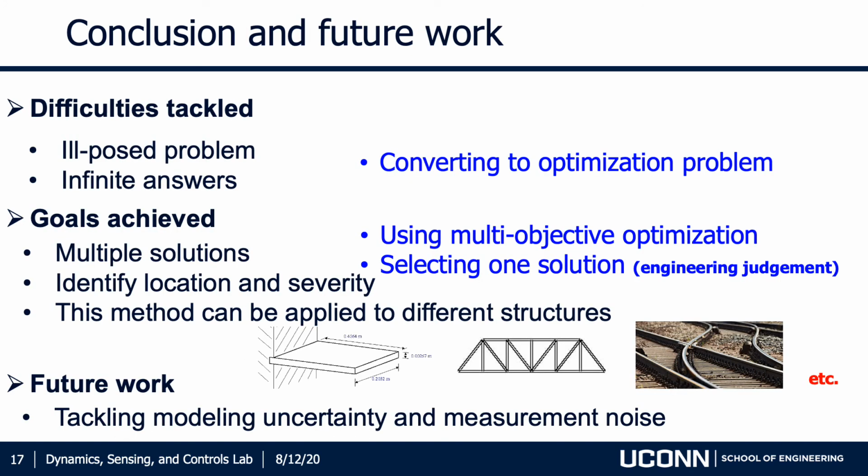Let me conclude my talk by summarizing what we have done. By converting the inverse process to an optimization problem, the difficulties in the inverse problem are tackled. By using multi-objective optimization, we obtain multiple solutions. Based on engineering judgment, we can always select one solution that identifies the location and severity of damage. This method can be applied to different structures like plates, trusses, and railway tracks, etc. For future work, we are going to deal with modeling uncertainty and measurement noise.